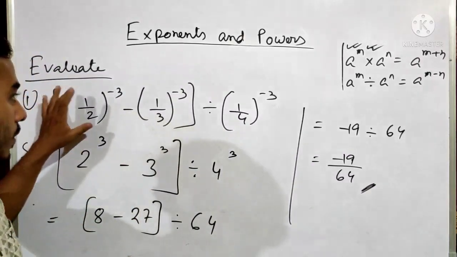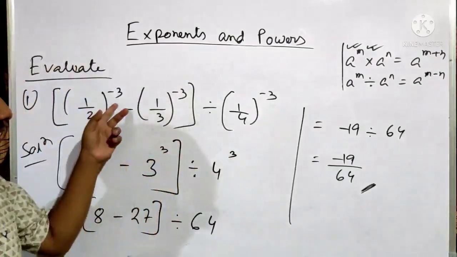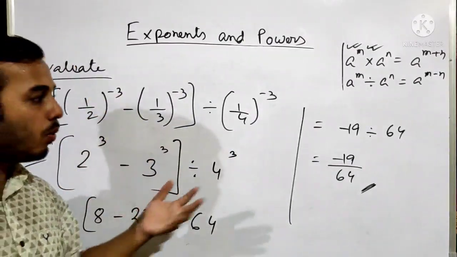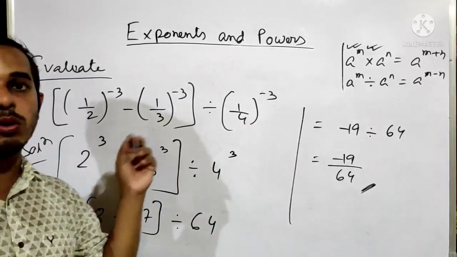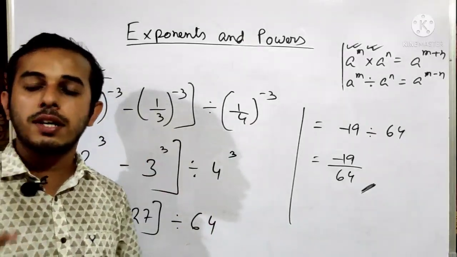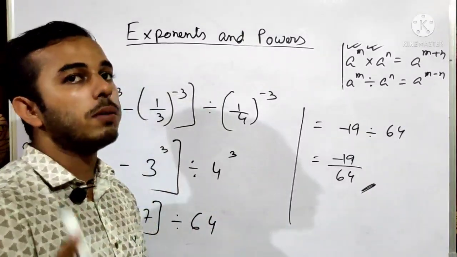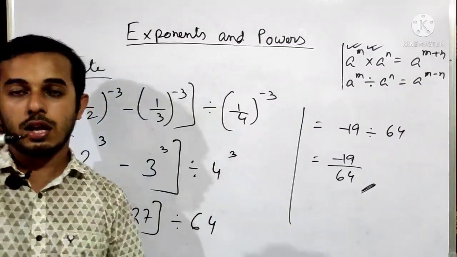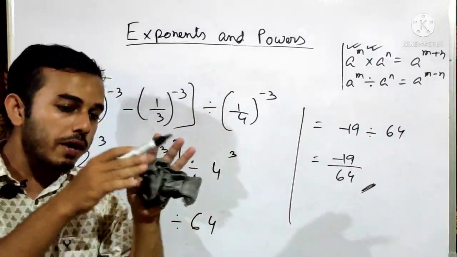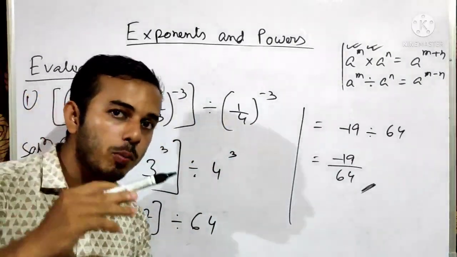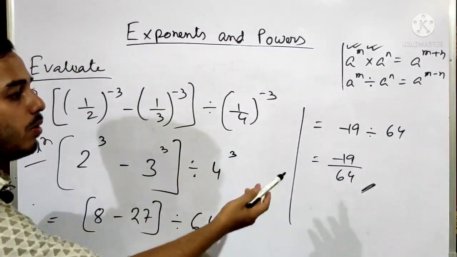Just one thing we have to know: if the power is negative, a power minus n can be written as 1 by a to the power n, isn't it? So ultimately the denominator will go to the numerator. There is one shortcut technique, the short trick. If the power is negative and the base is a fraction, to make the power positive, we take the numerator to the denominator and the denominator to the numerator. So we have done this thing here, and then we have evaluation.